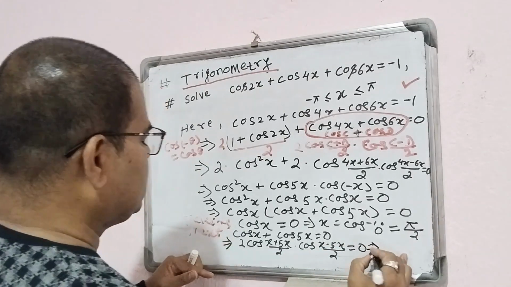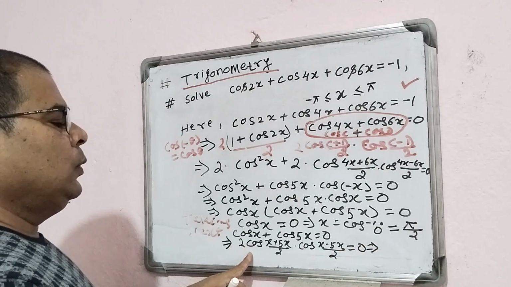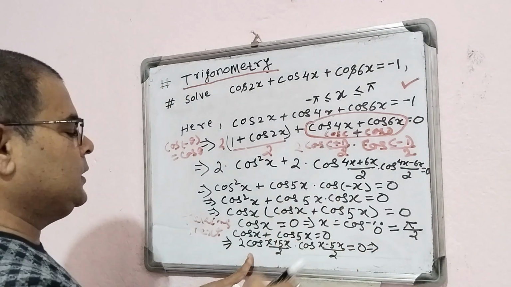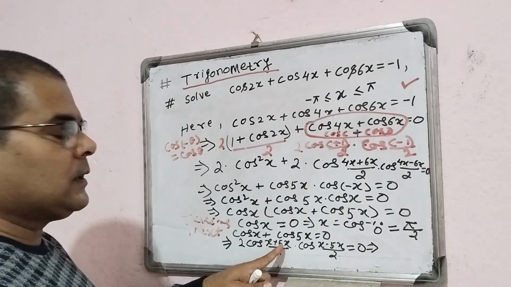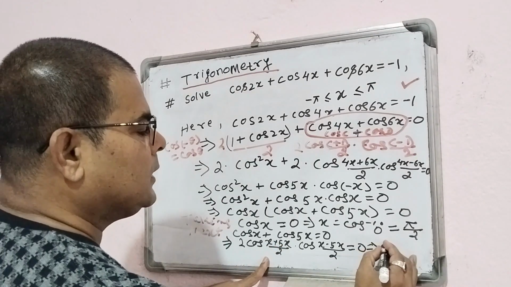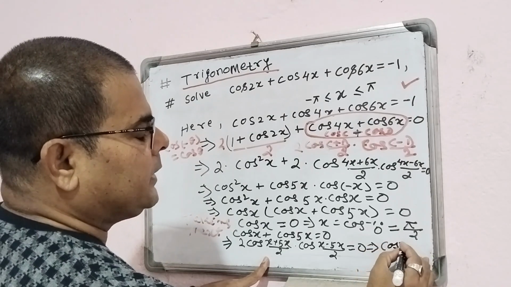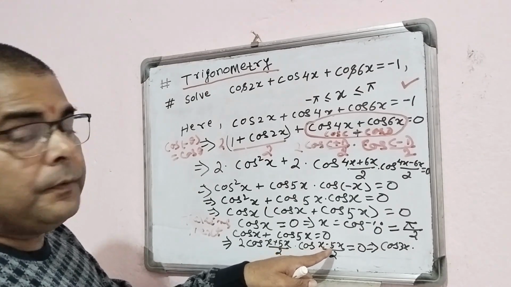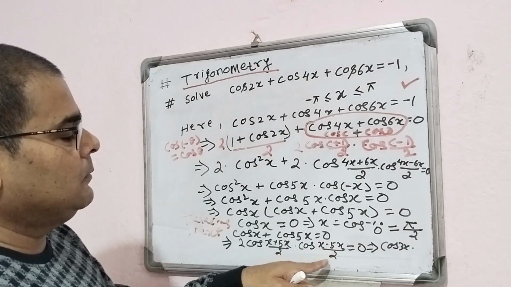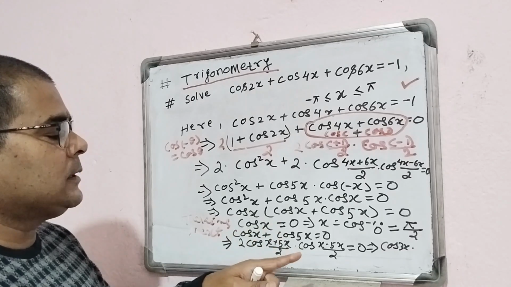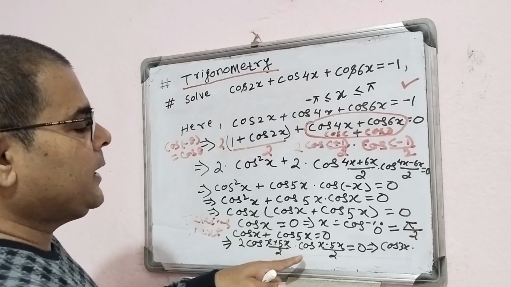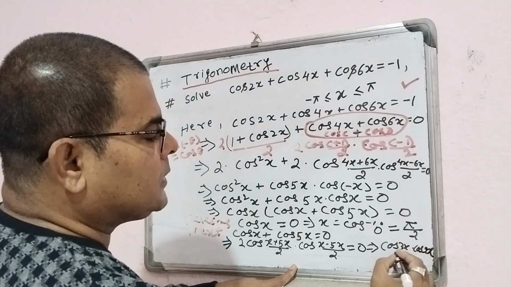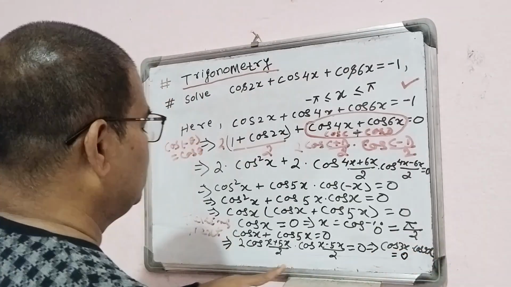And then you can see here the 2, if it goes to the other side, transposed to the other side, it is divided to the 0, so it is 0. So it is cos of x plus 5x, 6x divided by 2, it is cos 3x, and then x minus 5x is minus 4x by 2 is minus 2x, and cos minus theta is cos theta. So what you can write here is cos 2x, and this equals to 0.